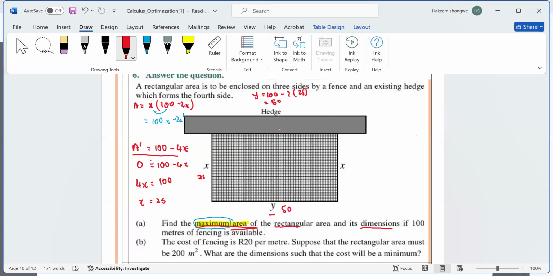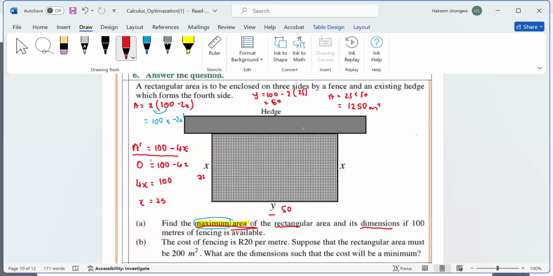And then from here, finding the area is simple. Once you have x and y, you don't have to use this thing anymore. You can simply say, I know the area is 25 multiplied by 50. What is 25 multiplied by 50? 1,250. And then this is going to be meters squared. For something like this, you're going to get your 5 marks.